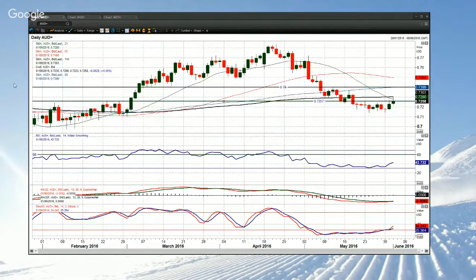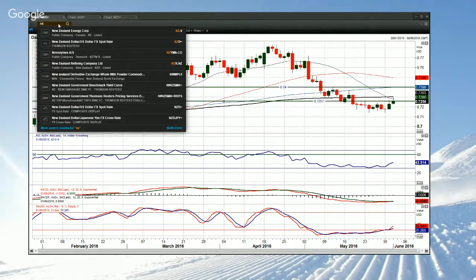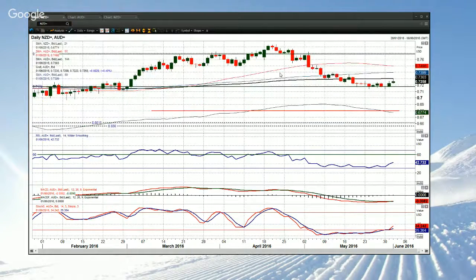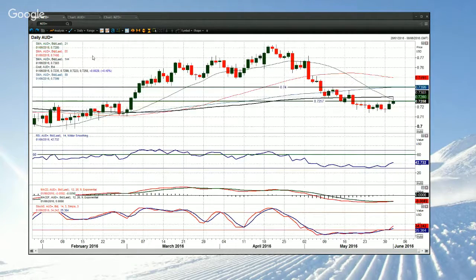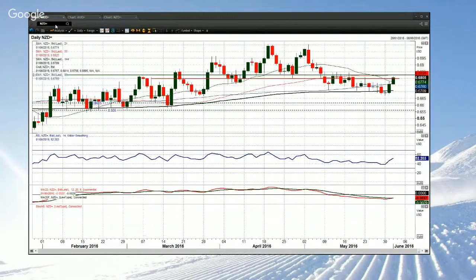Certainly. Let's look at Kiwi. Kiwi's doing similar sort of things. Sorry, that's not done that. It's combined the two charts, which is annoying. So let's go NZD equals. That's better.